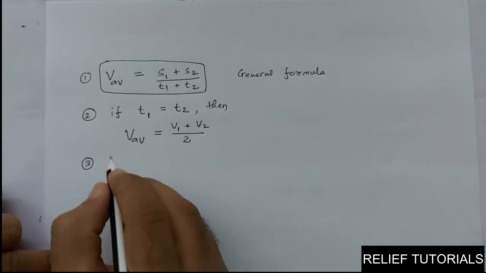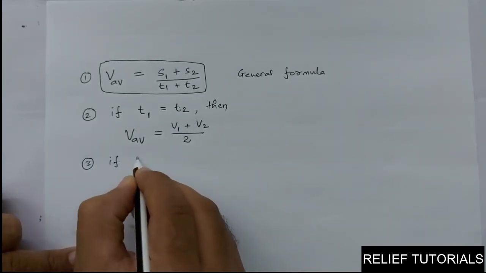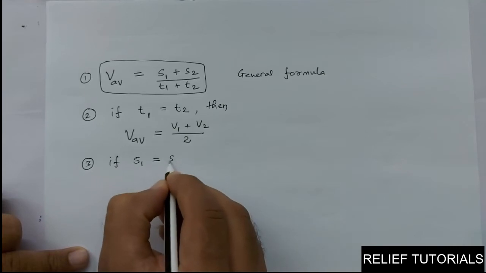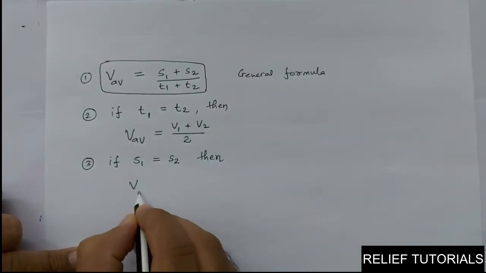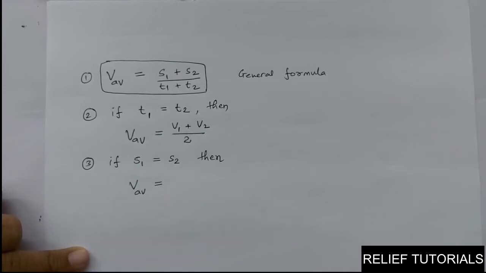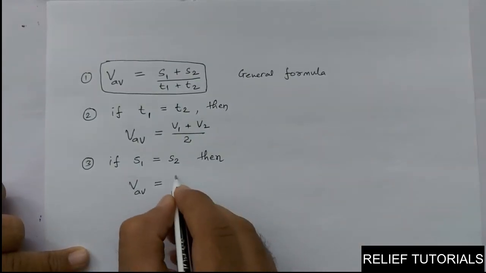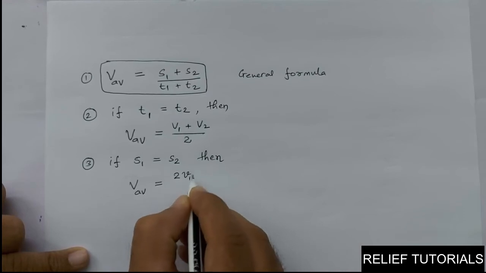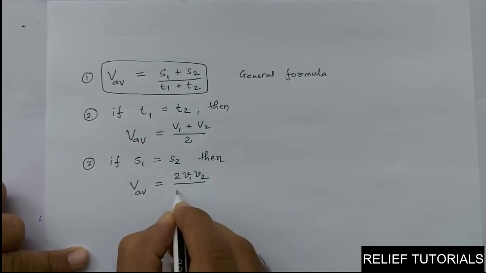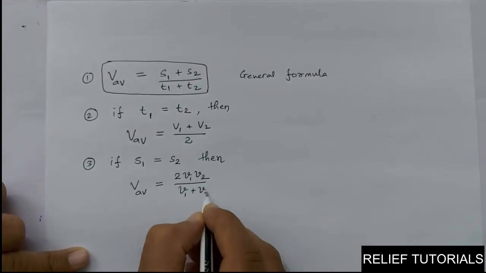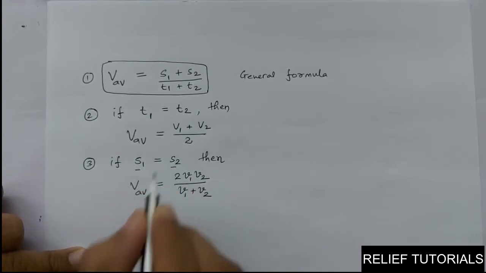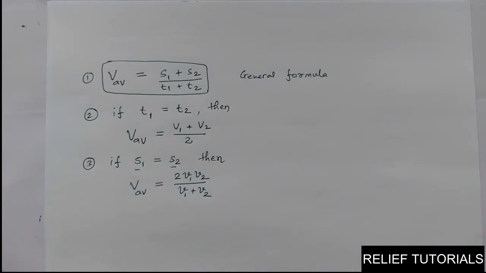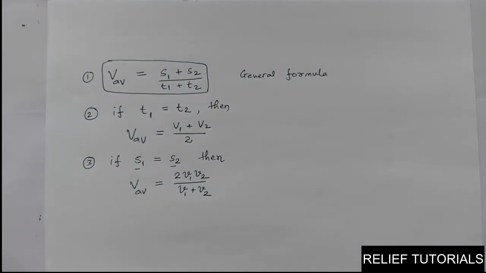Same way, we have one more condition. If S1 is equal to S2, then what? Then we have another shortcut formula for that. That VAV is equal to 2 V1 V2 upon V1 plus V2. This is the shortcut formula. If you find S1 is equal to S2, if the distance traveled in both the parts is same, you can use this formula also. Let us take this example.